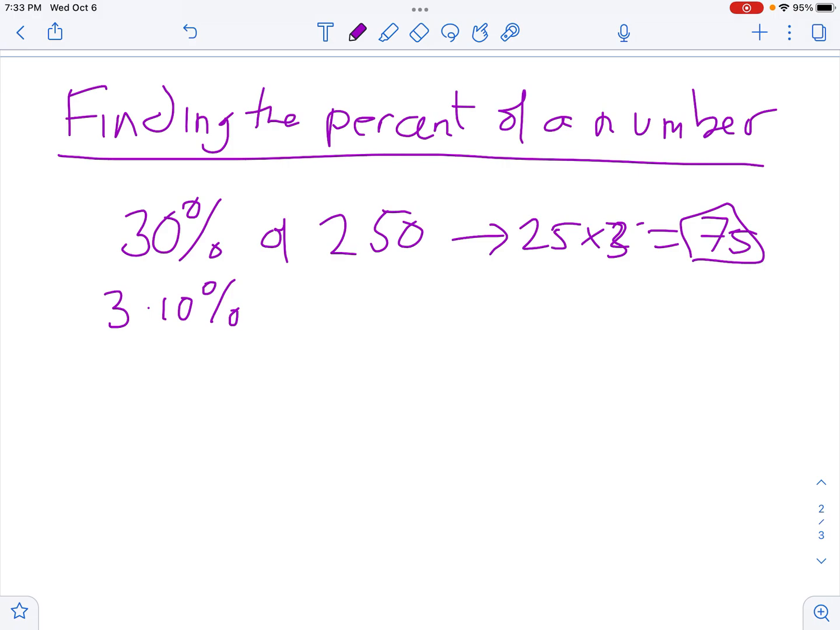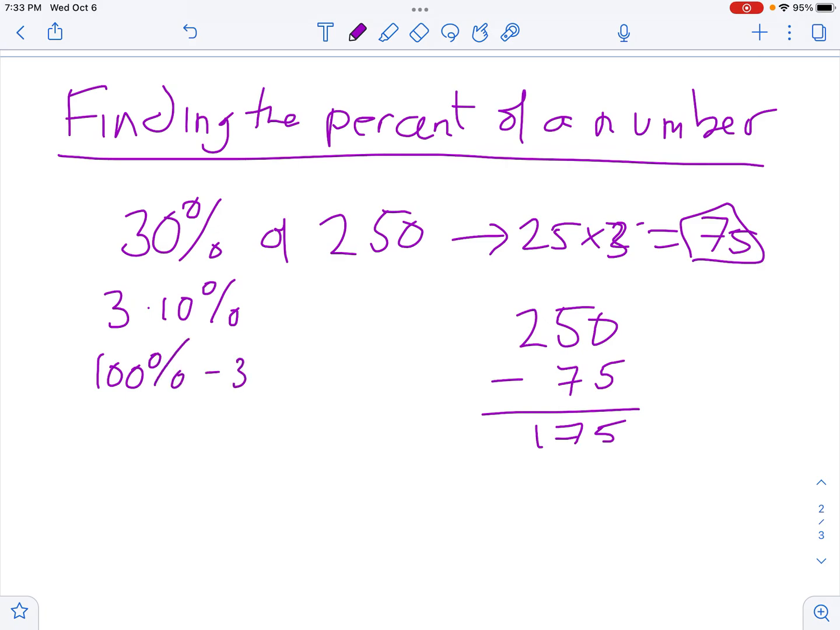So that makes sense. The other thing I want to say about that is that's the discount, right? So if I wanted to find the actual amount I have to pay, if something is 30% off, I would have to take 250 and subtract 75, and that would give me 175. Or I could take 100% and subtract 30%, and so then I would be finding 70% of 250. And I could do it the same way. I could say 10% is 25, 25 times 7 is 175. So either technique gives me 175.